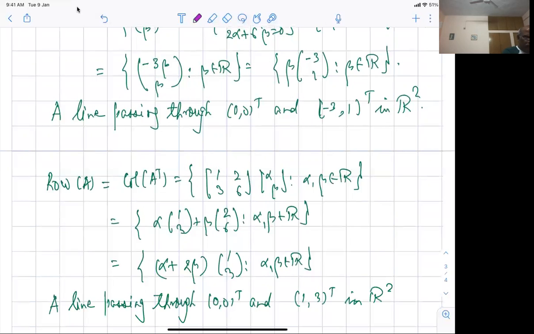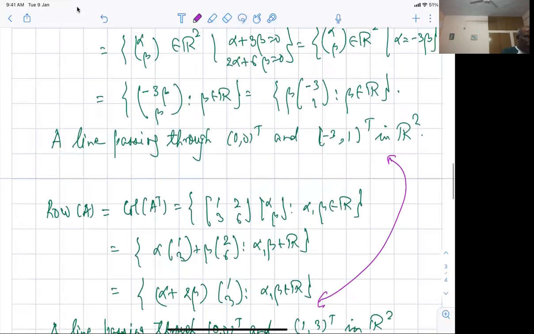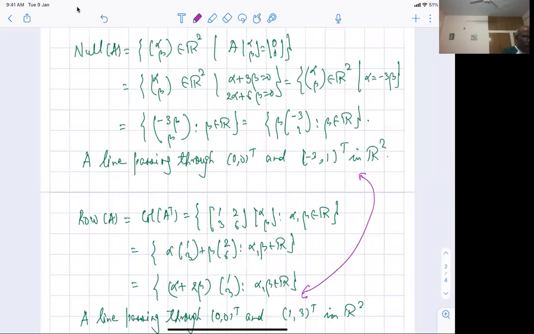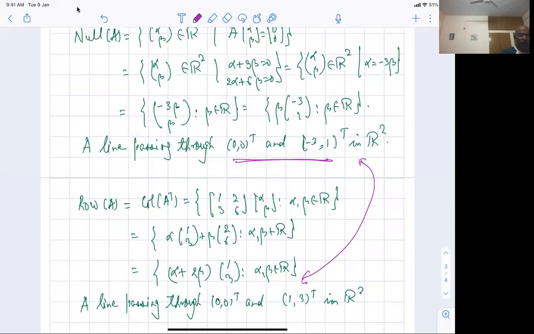Now let's look at these two things. All right. So the null space of A is a line which passes through (0, 0) and (minus 3, 1). So look at the slope of this line. Look at this. These two lines are perpendicular. So what we see is that the null space of A and the row space of A are perpendicular to each other, at least in this case.